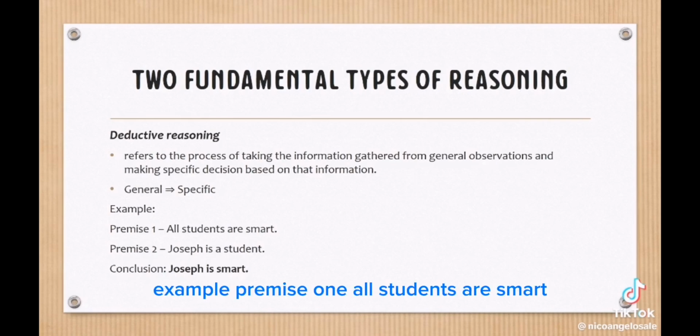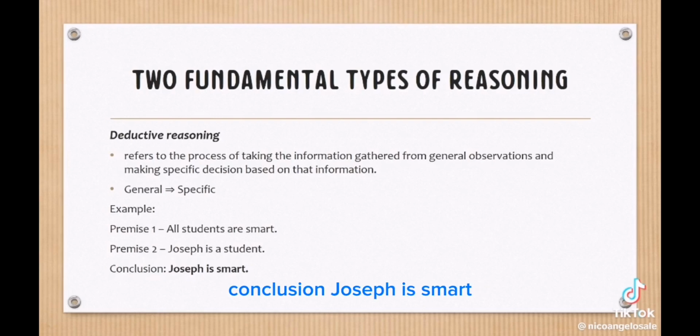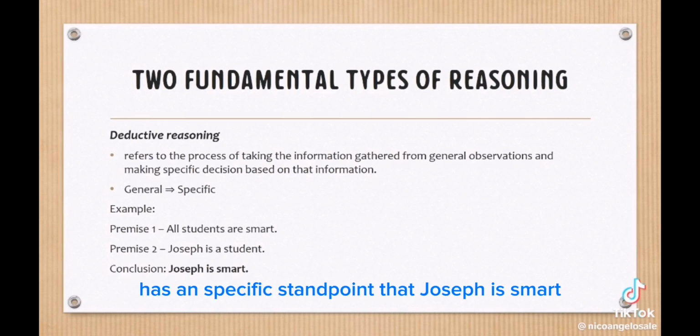Example: Premise 1. All students are smart. Premise 2. Joseph is a student. Conclusion: Joseph is smart. The conclusion has a specific standpoint that Joseph is smart.